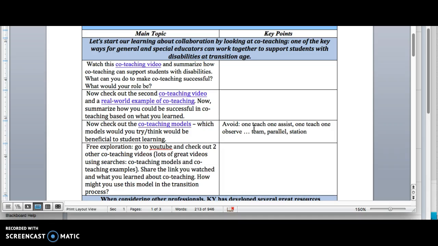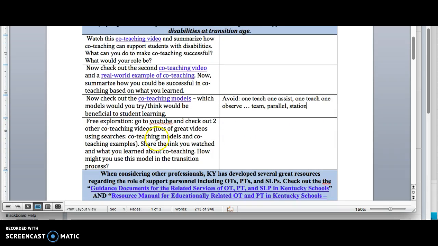How could you use these concepts to support students? Just avoid the first two, one teach, one assist, one teach, one observe. Use the other models. There are tons and tons of fantastic co-teaching videos. So I'd like you to go into YouTube and search for some co-teaching videos that are of interest to you and then sum up what you've learned.